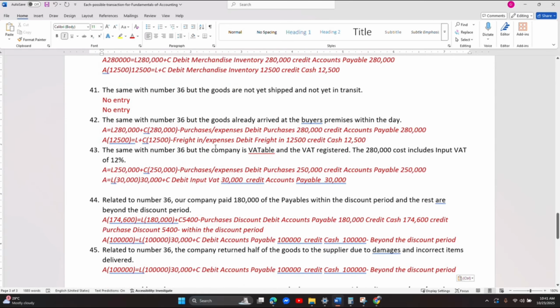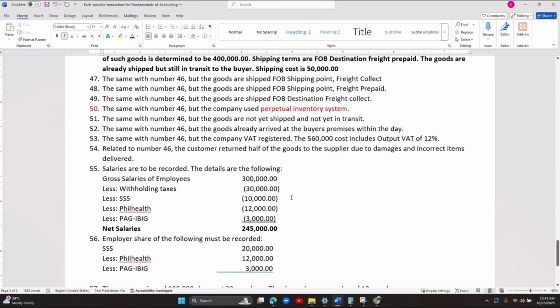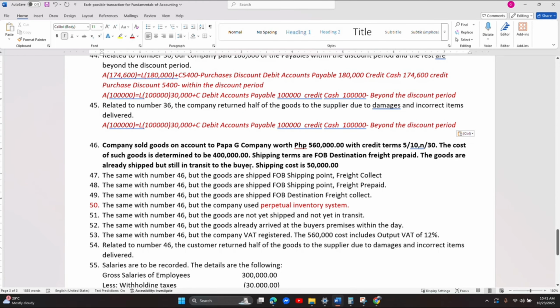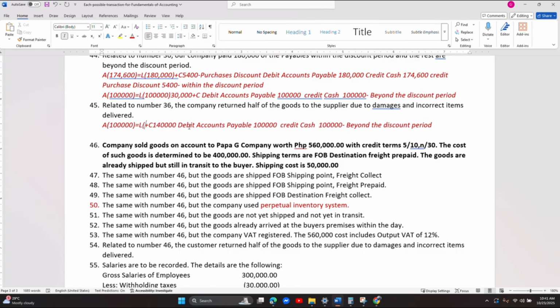280. Number 36, that's 280, I guess. So one half of that is 140,000. So your capital account will increase by 140,000 and your liability will be decreased by 140,000. Why? Because you returned the goods. So your liability will be diminished or decreased. And of course, we have 140,000 in the capital in the form of purchase returns.